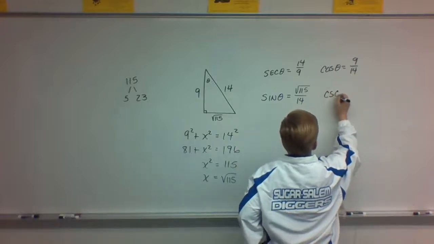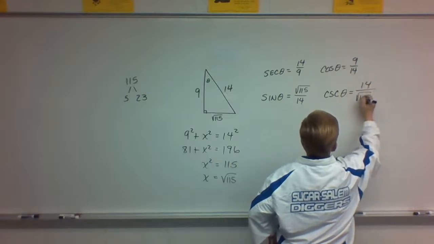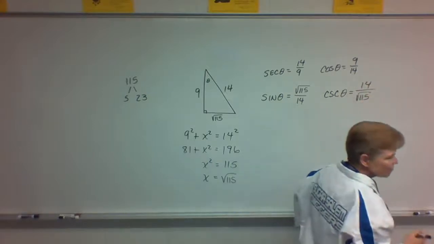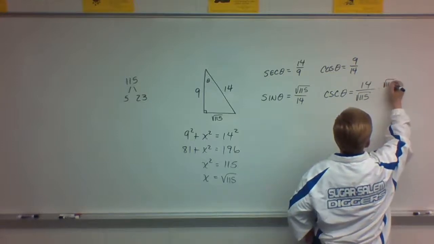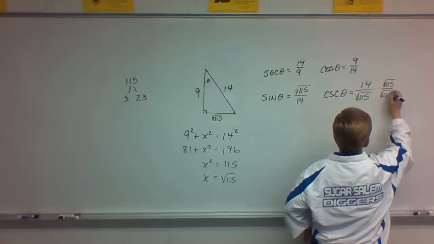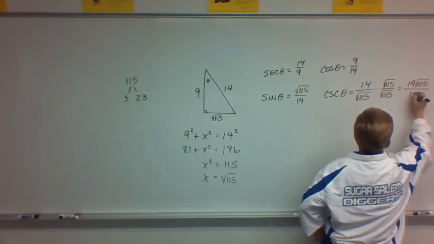Cosecant is next because it's the reciprocal. Cosecant of theta is going to be 14 over the square root of 115. Gross. Can't leave it like this. So we multiply top and bottom by the root 115. And it's not as bad as you think. That's 14 root 115 over 115.